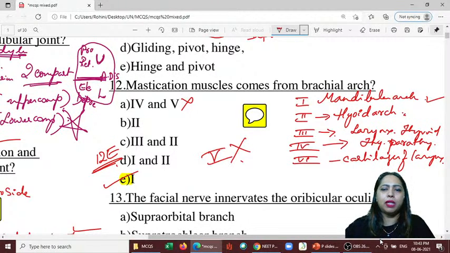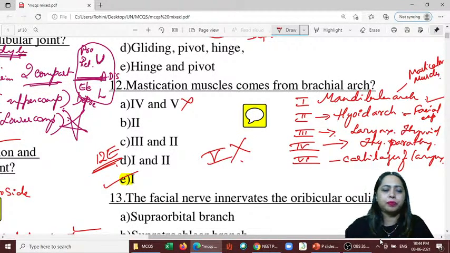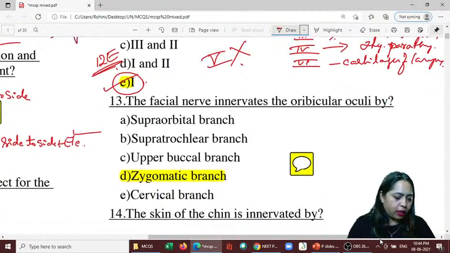So first one is facial expression here. Second one, this is masticatory muscles. So we should look at which one gives rise to masticatory muscles. That is coming from the first arch. That's why 12. Okay, next one.